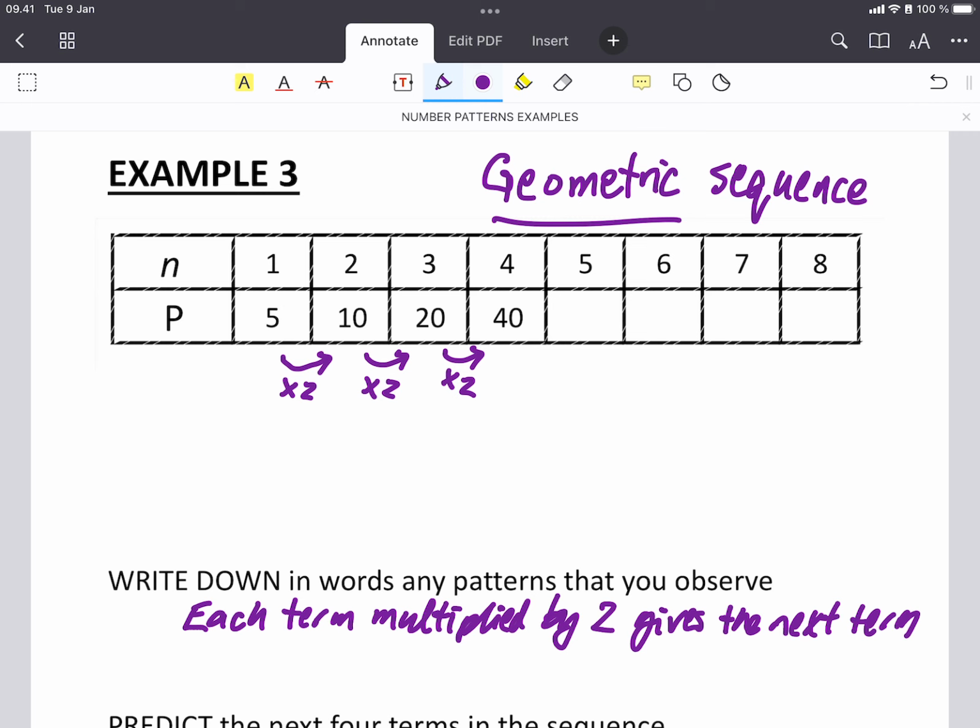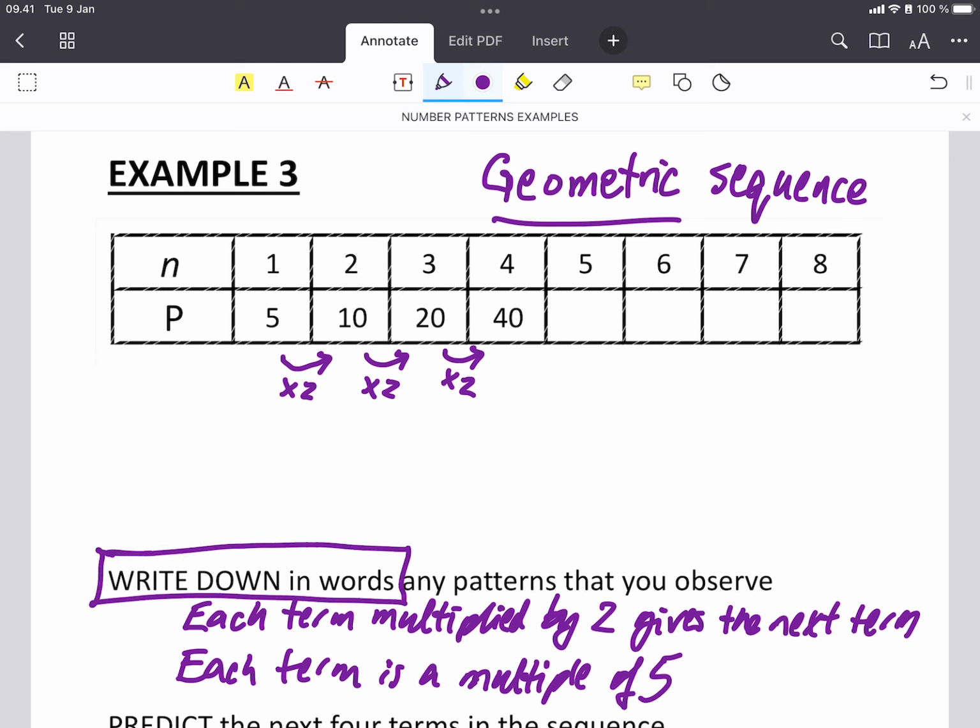What else can we observe here? Each term is a multiple of 5, for example. I mean, they've got to be. If the first one's 5 and then we're getting all the other ones by multiplying the original 5 by something, then they're all going to be multiples of 5. But the key thing for that bit is to understand the command term, write down in words. So they're looking for something in words, in plain English, and not some kind of an algebraic expression or argument.